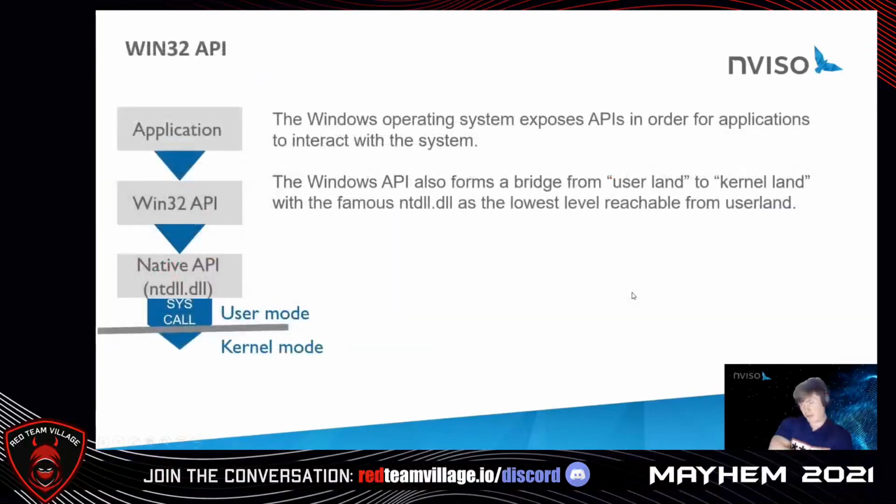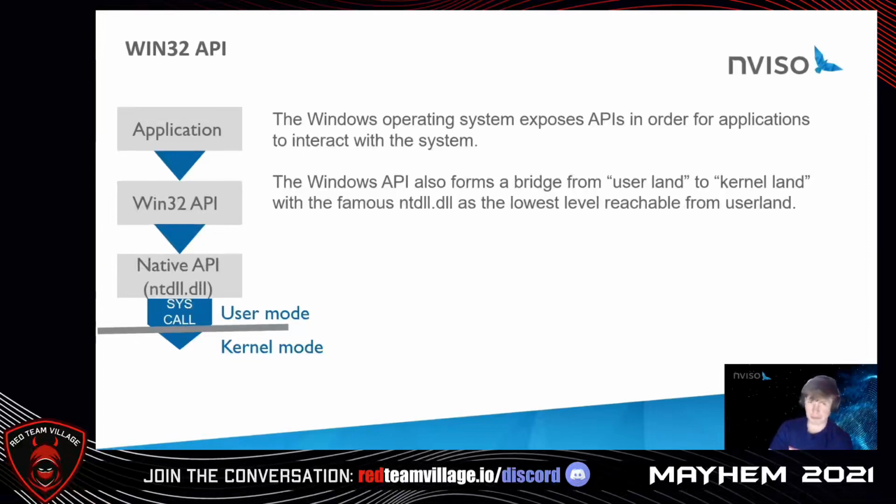So first, before I talk about bypasses, I need to talk to you all about the Windows API, which is dubbed Win32 API. The Windows operating system exposes APIs in order for applications to interact with the operating system. I guess that makes sense for most of you. The Windows API also forms a bridge from user land to kernel land, with the famous ntdll.dll as the lowest level reachable from user land. I'm going to talk about ntdll.dll in a second.